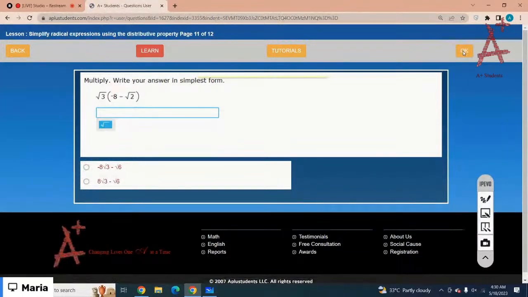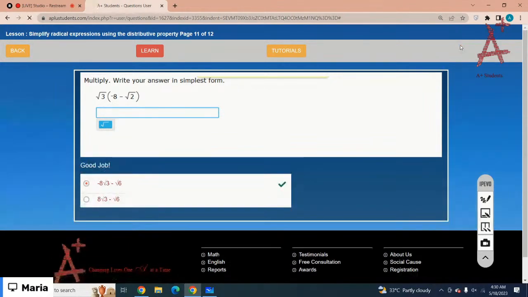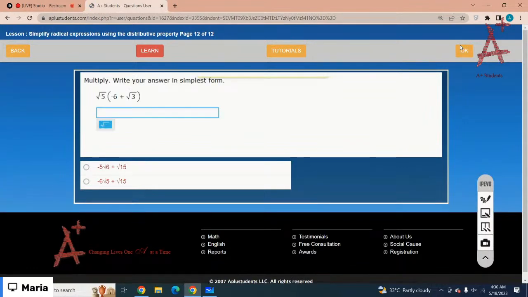Okay, multiply. Square root 3 times negative 8 minus square root 2. So which is the correct option? It would be negative 8 square root 3 and minus 6. Option number 1 is the correct option. Okay, square root 5 times negative 6 plus square root 3. So which is the correct option? It would be negative 6 square root 5 and plus 5 times 3 makes 15. So it would be negative 6 square root 5 plus 15. Option number 2 is the correct option.